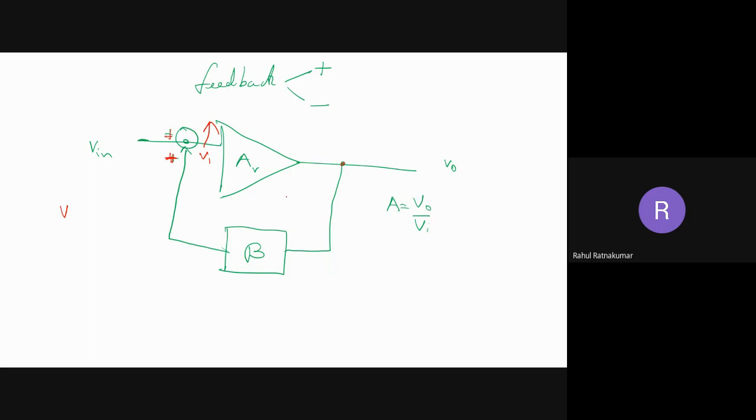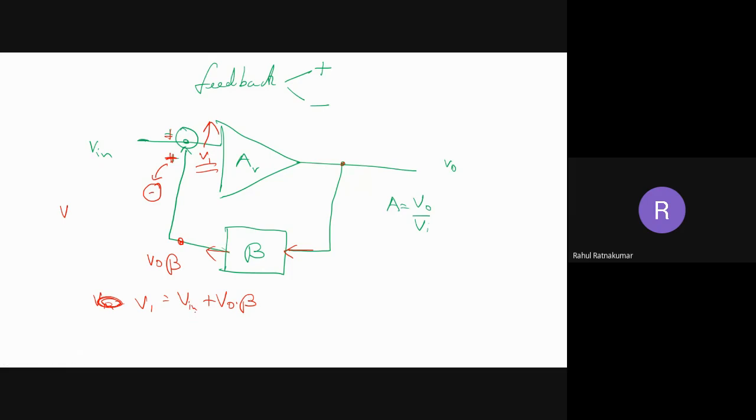What about negative feedback? If this plus sign is converted into a minus sign, we have negative feedback. So what is this voltage here? This is V output into beta, because beta, the transfer function of this system model, is multiplied. So in positive feedback, the new input V1, which is the input to the amplifier, is V1 equal to V in plus V output into beta.